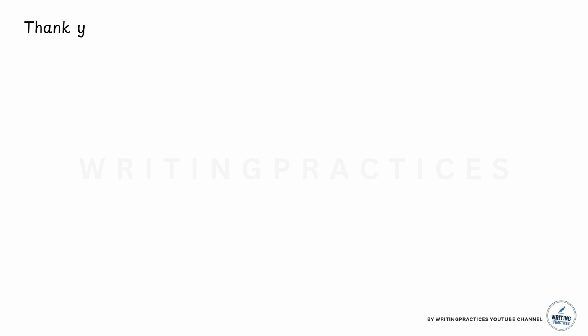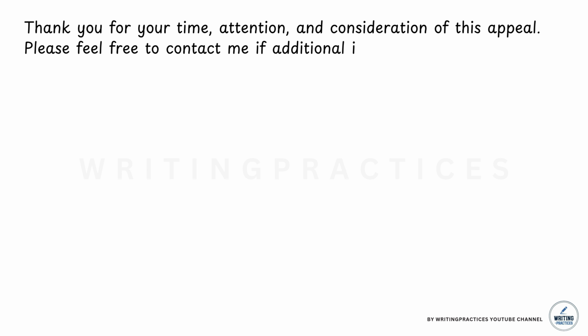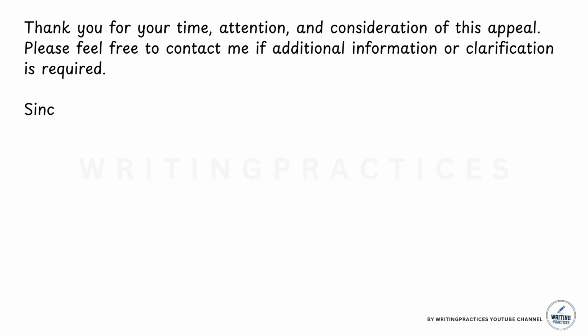Thank you paragraph. Then include your closing paragraph. For example, thank you for your time, attention, and consideration of this appeal. Please feel free to contact me if additional information or clarification is required. This keeps the tone professional, cooperative, and respectful. Sincerely. Now close the letter properly. For example, sincerely, Michael Turner. This is your formal closing and signature identification.